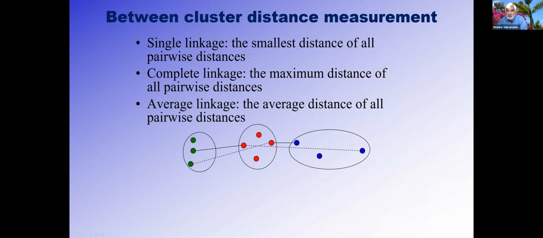Let's talk about measurement of distance. For single linkage clustering, there are different ways of doing it: complete linkage, average linkage. In single linkage, you measure the smallest distance between pairwise distances. You find all pairs, find the smallest distance, right? That's easy to do. Complete linkage is the maximum distance of all pairwise distances. Average linkage is the average distance of all pairwise distances. You can use any of these.